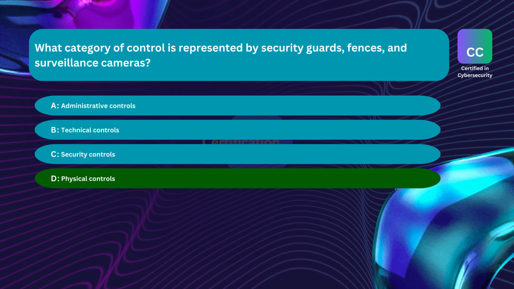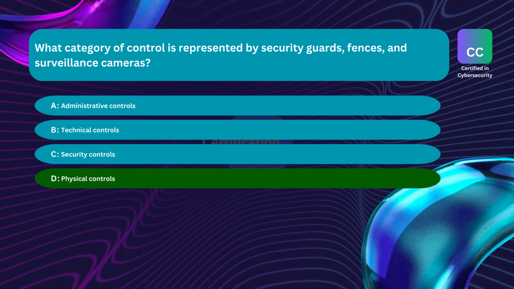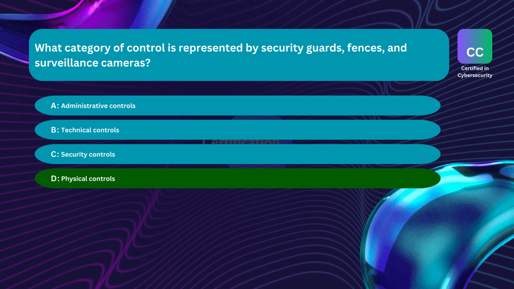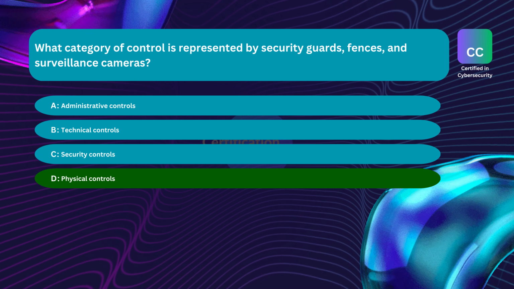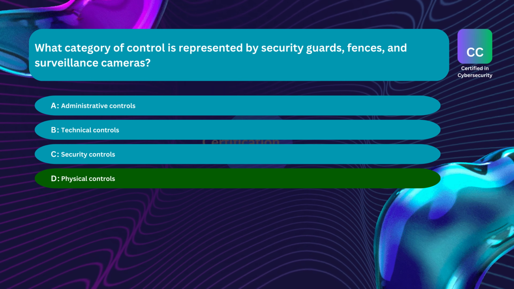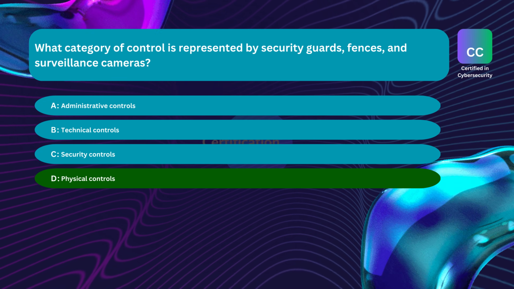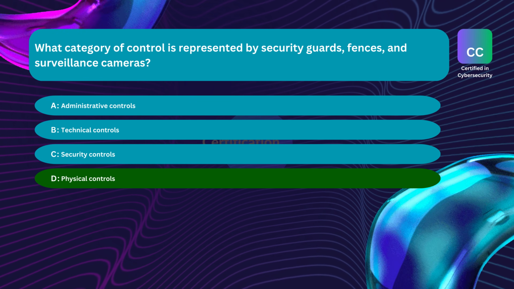The correct answer is Option D, physical controls. Physical controls are exemplified by security guards, fences, surveillance cameras, access control systems, and other measures implemented to secure physical facilities, assets, and resources.